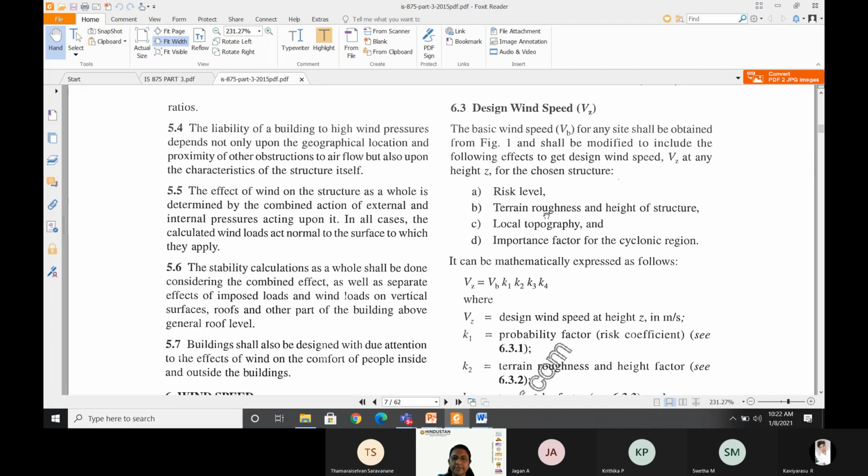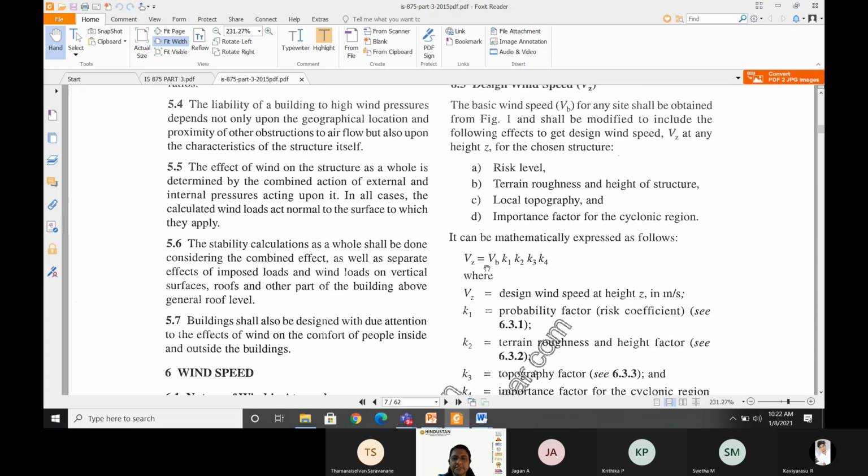Mathematically, including all these parameters, there is an empirical relation that is developed, that is Vz is equal to Vb into K1, K2, K3, K4. Where Vz is known as the design wind speed at a height of Z in meters per second. Vb is nothing but the basic wind speed that we have seen in the map, depending upon the area, whether it is a city or town, whichever area, the design wind speed is already given by the code. So Vb is the basic wind speed.